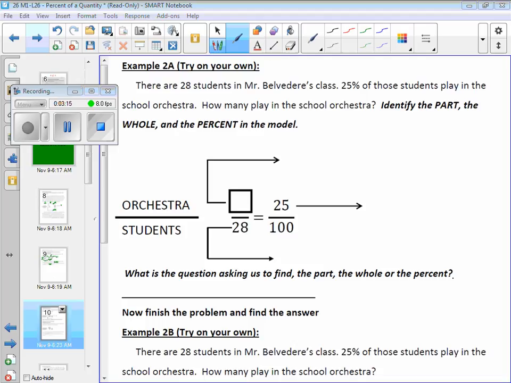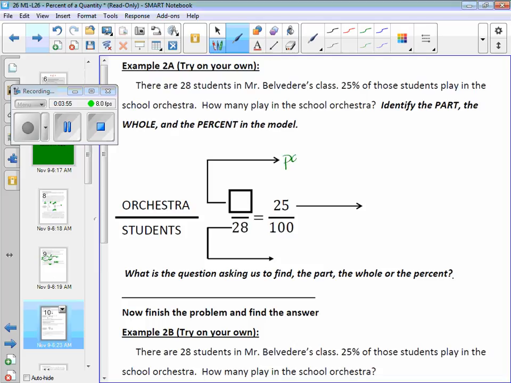All right, there's 28 students in Mr. Belvedere's class. 25% of those students play in the school orchestra. How many play in the school orchestra? First thing they want you to do is identify the part, the whole, and the percent. What's this? This box here. Nick Ellis. Mike, what goes here? Or what, not what number, what part? Is it the part, the whole, or the percent?